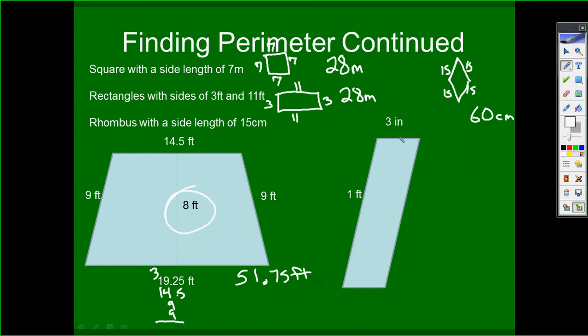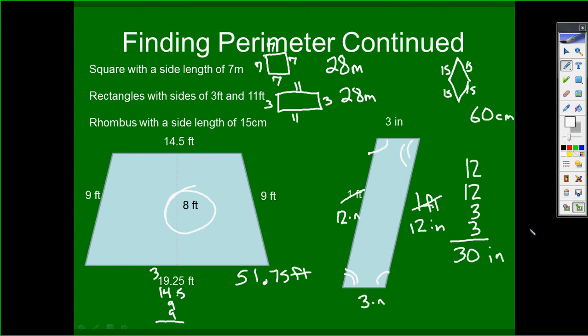Here I have a parallelogram, 2 pairs of parallel sides. My opposite angles would be congruent. This angle would be congruent to this angle. This angle would be congruent to this angle. If this side is 3 inches, this side is 3 inches. If this side is 1 foot, this side is 1 foot. Here again, my units change from one side to the other. I'm going to change 1 foot to 12 inches, and I'm going to change it here as well. I would have 12 plus 12 is 24, 27, 30 inches would be my perimeter.